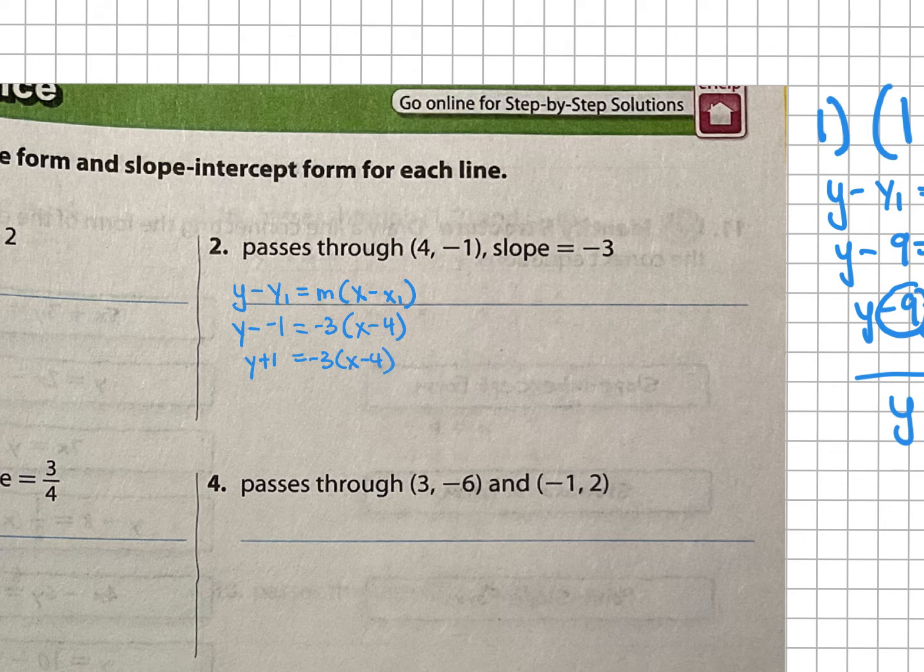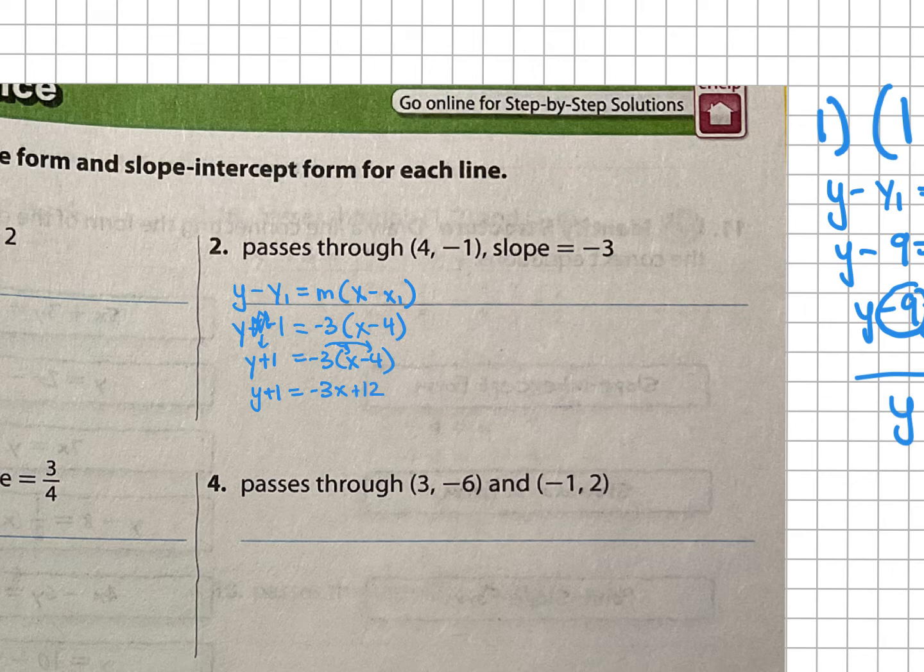So whenever we subtract a negative, it just makes it a positive. So instead of y minus negative 1, it's y plus 1. Anytime these two things touch immediately, we can cross them out and make it a plus. All right, now let's distribute the negative 3 to get rid of the parentheses. Y plus 1 equals negative 3x plus 12.